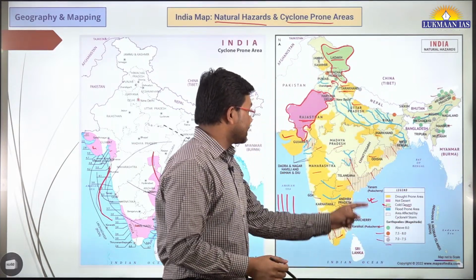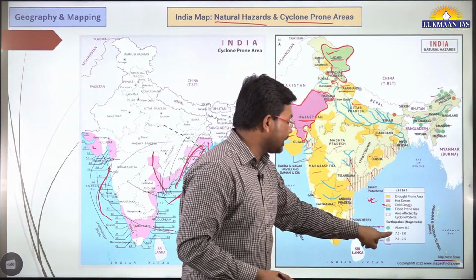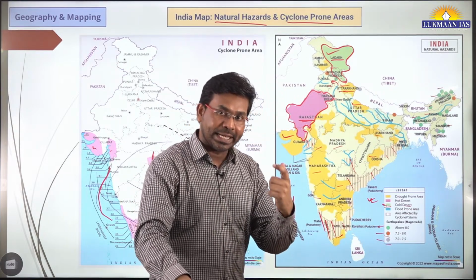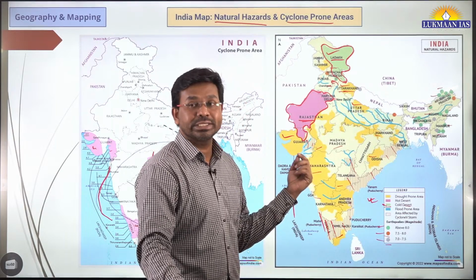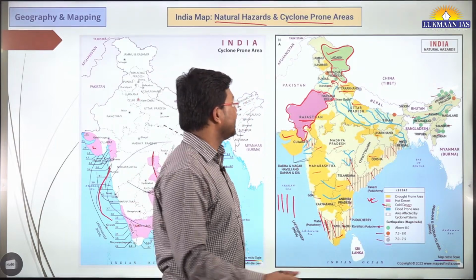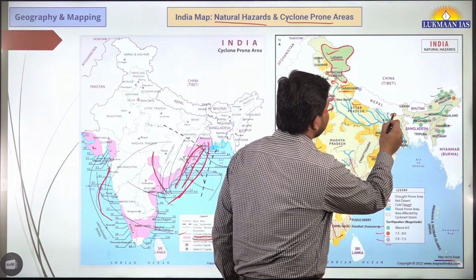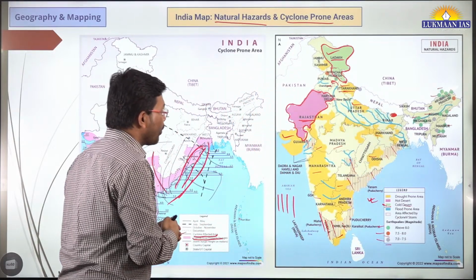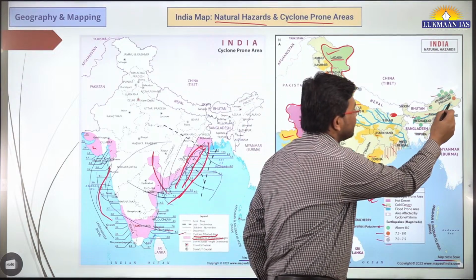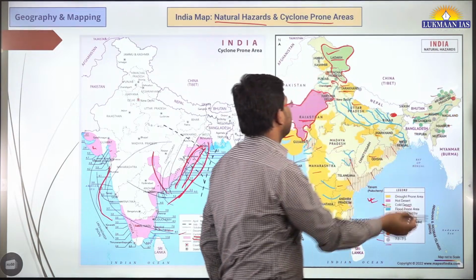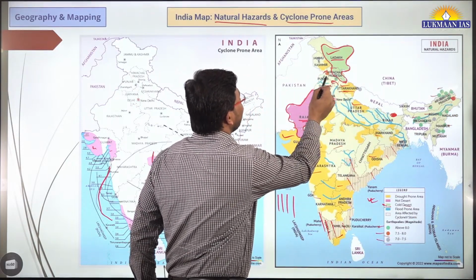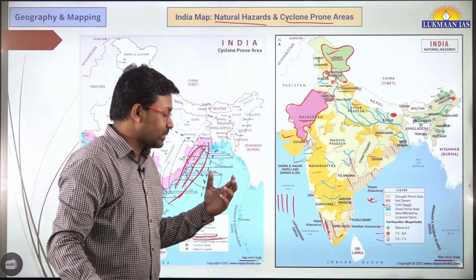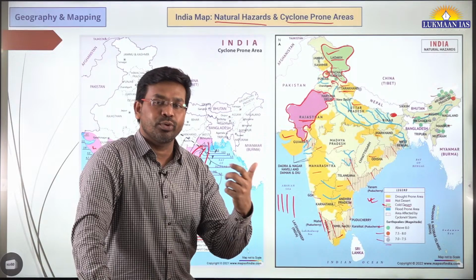Apart from this, the dots in orange color show earthquake prone regions with magnitude that can cross over 7.5 to 8. One of these regions is Bihar, which is very near to Nepal, the Bihar-Nepal boundary. Apart from this, there is another region in Arunachal Pradesh. Then there is a region between Himachal Pradesh and Punjab. These are the earthquake prone regions.